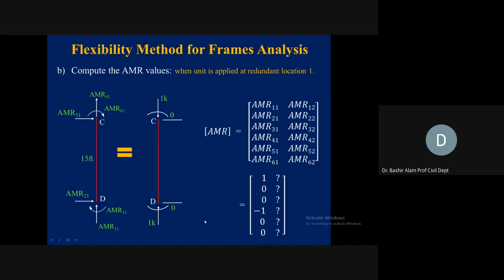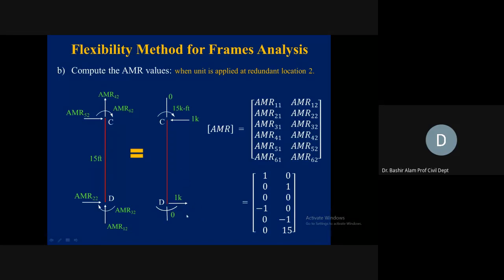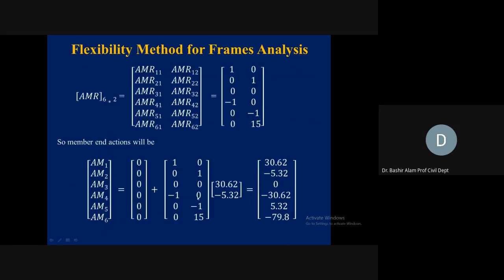From M2, we complete the second column. This was the situation. So we have 0, 1, and 0. And here we have 0, -1, and 15. Now, we put them in this equation: AM is equal to AML plus AMR times AR, and we find out all the member end actions.